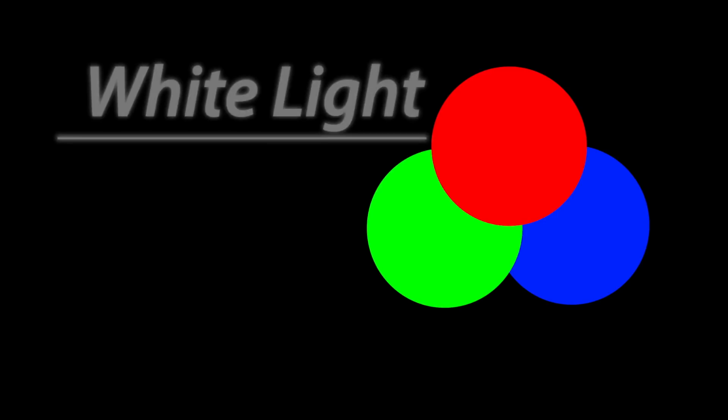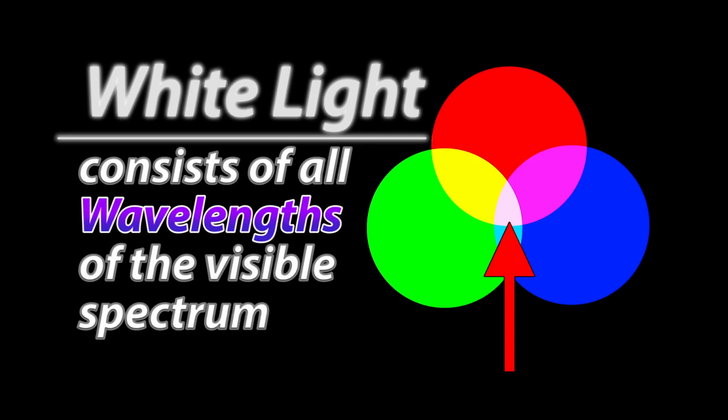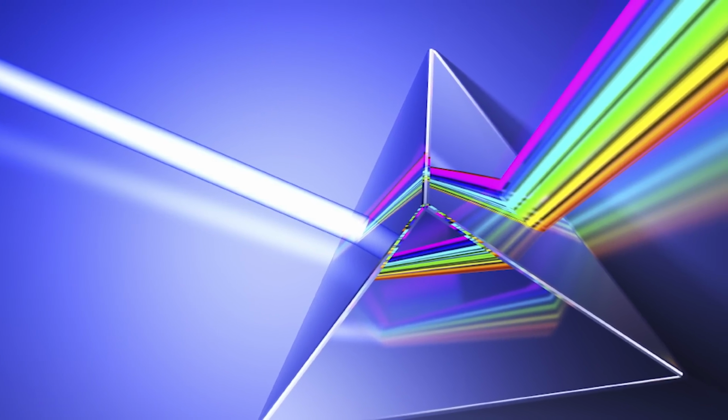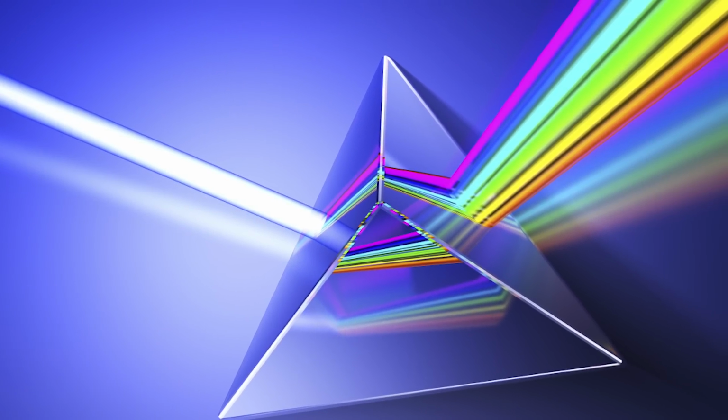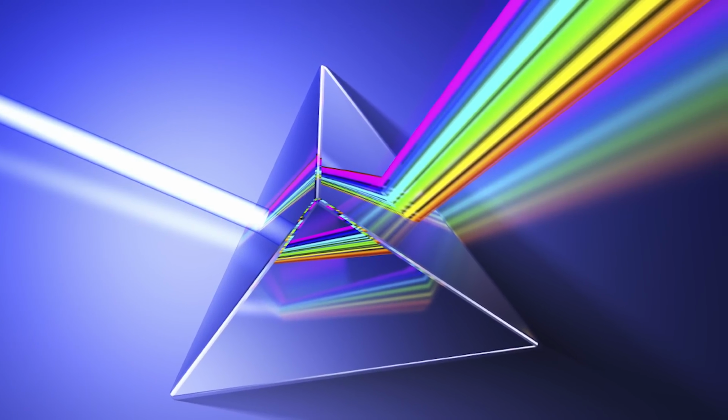Now, I would imagine you're probably wondering about white light. White light is what you get when a light source is emitting all of the visible wavelengths of light at the same time. We know if we take a prism and split a beam of white light, we get all the colors of the visible spectrum. And we also know that we can combine these colors to create white light once again.